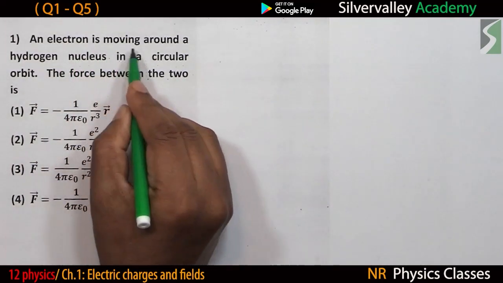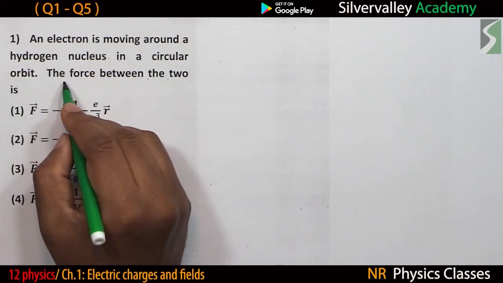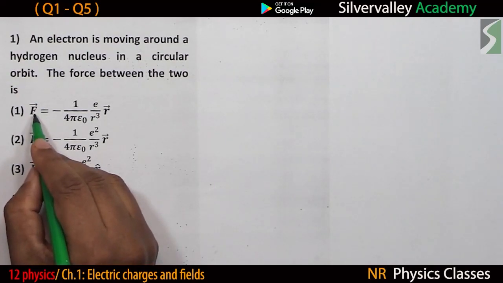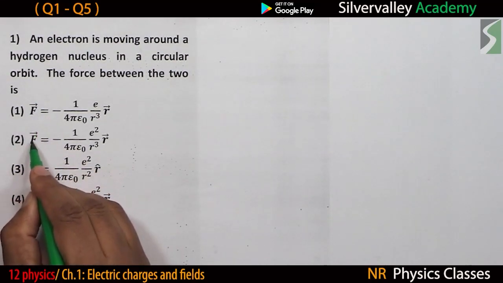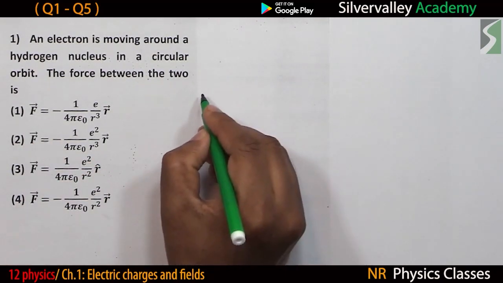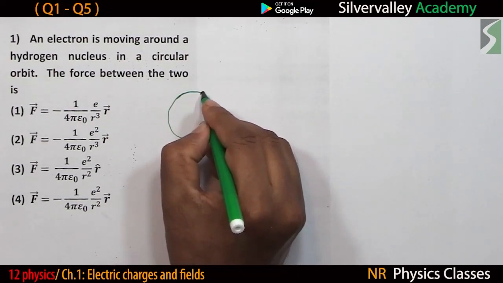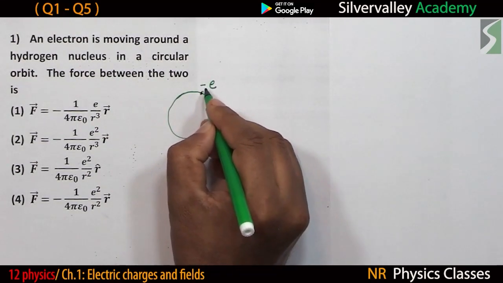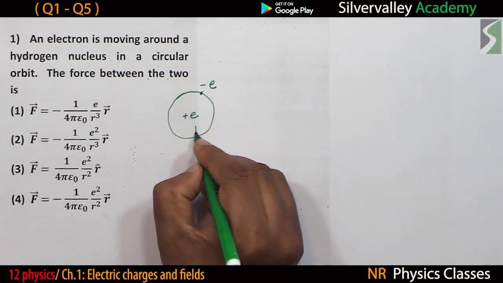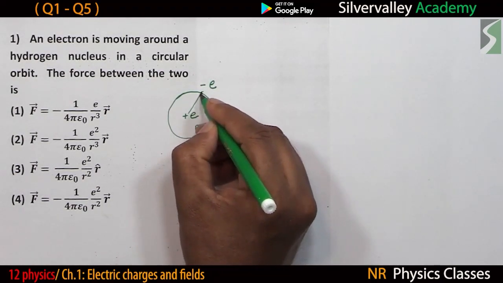An electron is moving around a hydrogen nucleus in a circular orbit. The force between the two is... Observe four options, vector notation. So you should take care of sign also. If this is a hydrogen atom with one electron, negatively charged, and one proton, positively charged, and the distance between these two is the radius of the orbit r.